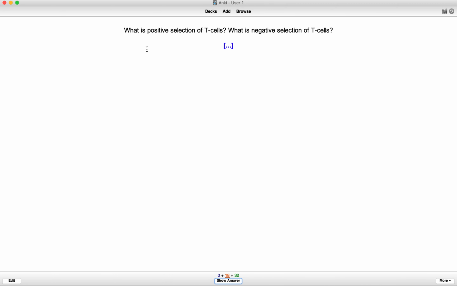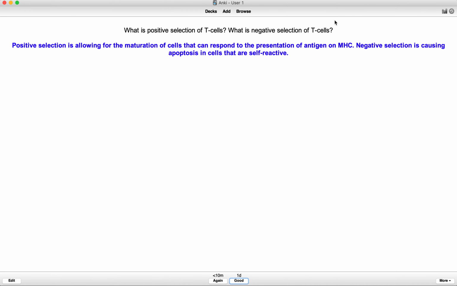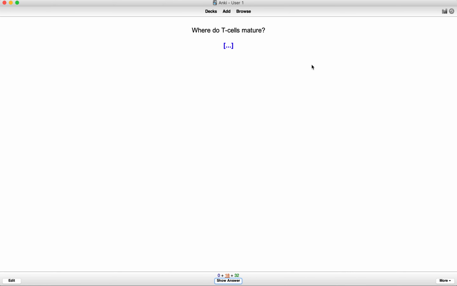What is positive selection of T cells? These are T cells that respond to foreign antigen presented on MHC, allowing for their maturation. T cells that respond to self-antigen are destroyed, and that's through negative selection. MHC is the major histocompatibility complex. Negative selection causes apoptosis in cells that are self-reactive. T cells mature in the thymus, which is a structure near the pericardium, a sac that surrounds the heart.